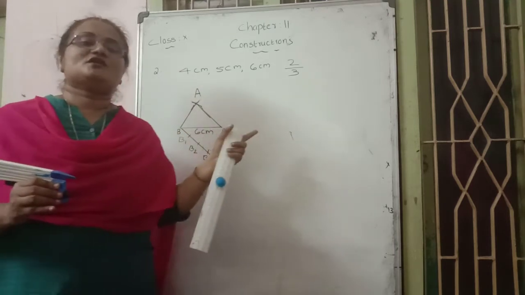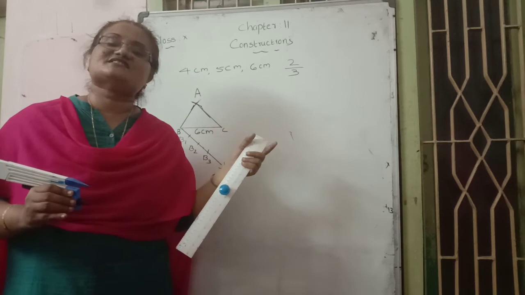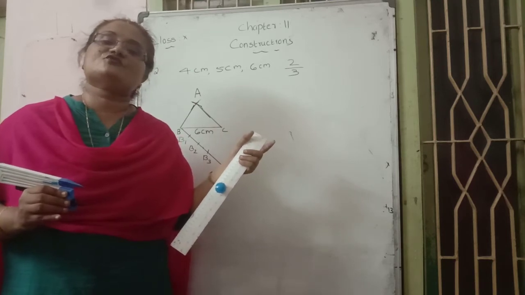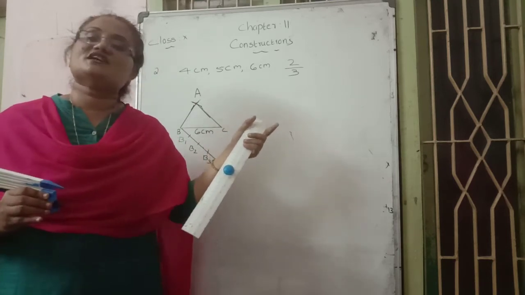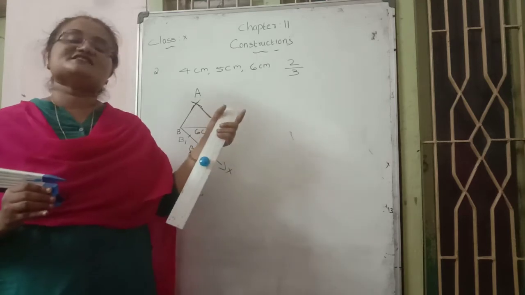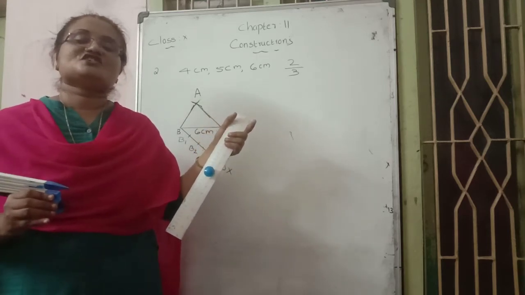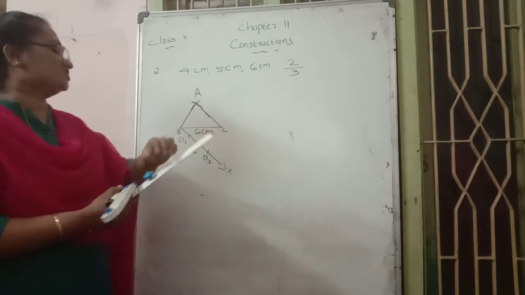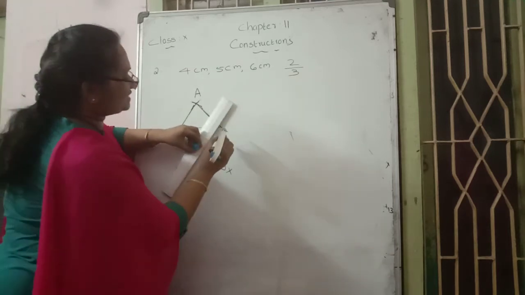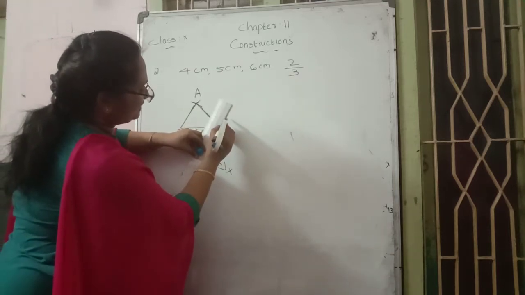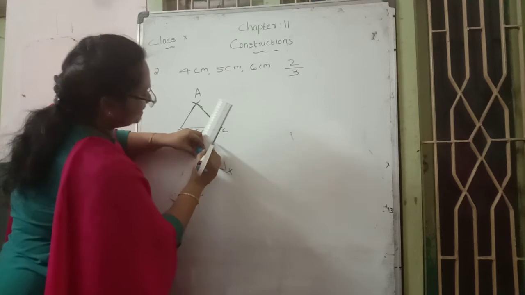Always, for small, fewer points, a 1.5 centimeter radius is convenient to draw the arc. Then only will we get a clear diagram. Taking 1 centimeter means we get only a small diagram. Then B3 to C, first we simply join B3 to C.